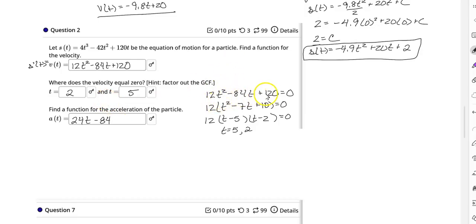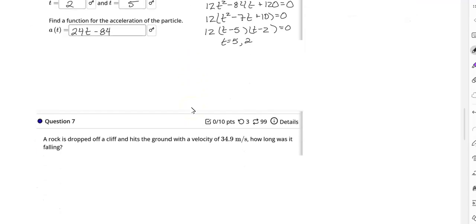So if I set that equal to 0, I could factor out a 12 from every term, and then it becomes something that's really easy for us to factor. It factors into t minus 5 times t minus 2. So I'm going to get two places where that is equal to 0, and that's at time 2 and then at time 5. And then they're asking us for an acceleration equation. The derivative of velocity is the acceleration. So if I take the derivative of this, I'll get the acceleration equation. That's what's going on with that one.